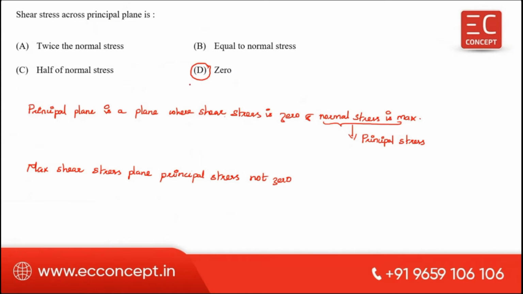Understood? Again, I am saying the principal stress is maximum, shear stress is 0. But the vice versa is not true. That means the shear stress is maximum, principal stress is not 0. It has some value.